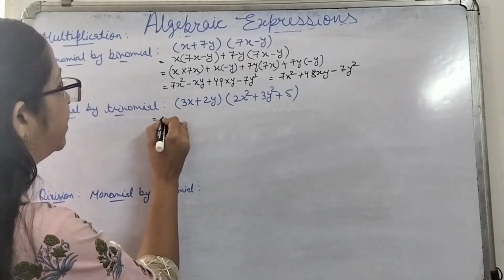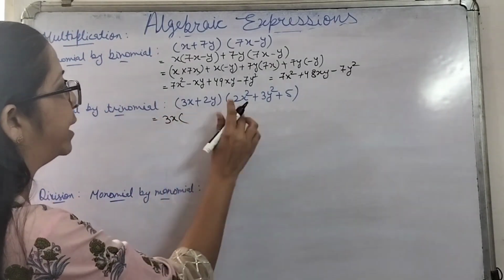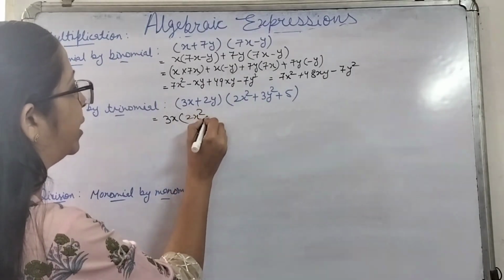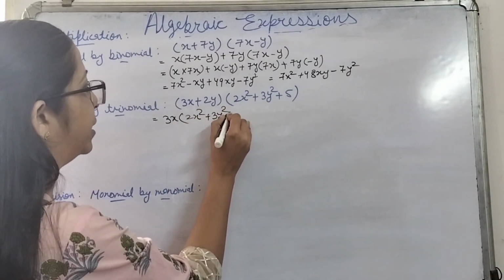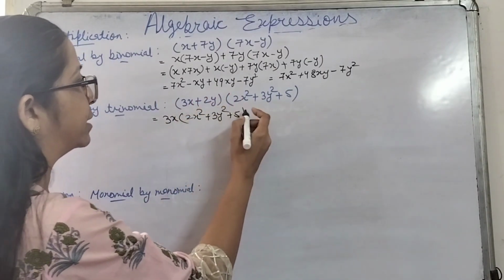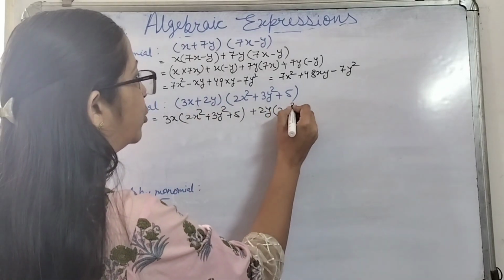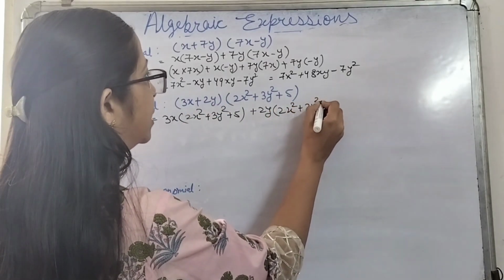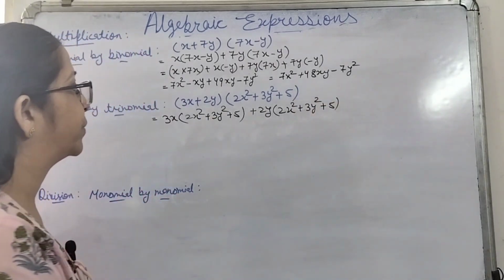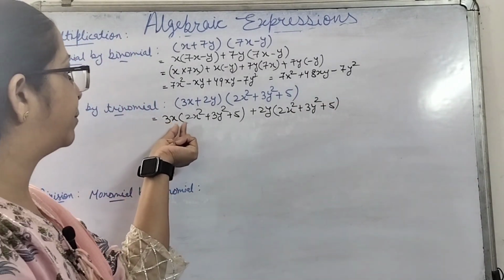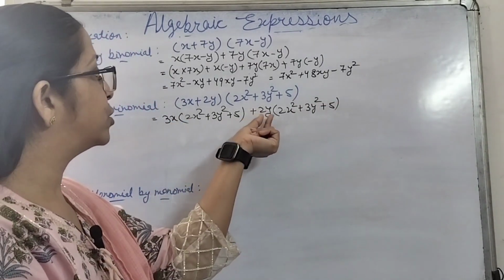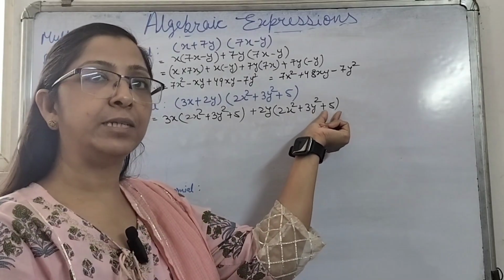So first of all, we will be writing 3x multiplied by 2x square plus 3y square plus 5. Then we will be taking the second term, that is plus 2y. It is going to multiply by 2x square plus 3y square plus 5. Now this 3x will be multiplied by all three terms. This 2y will be multiplied by all three terms.